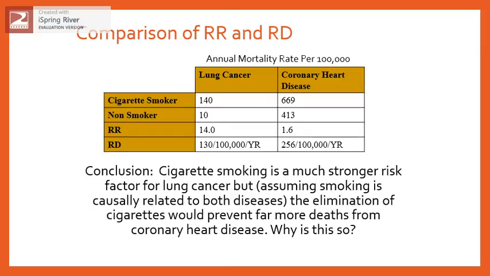And the answer really has to do with how common these conditions are. Coronary heart disease is much more commonly occurring than is lung cancer. So even though cigarette smoking increases your risk a lot more for lung cancer, from a public health perspective, it might be better to try to eliminate smoking, to sell it as reducing risk of coronary heart disease, because coronary heart disease is so much more common. So just because you have a high relative risk doesn't mean that the risk difference is higher, and that's why it's important to calculate both.